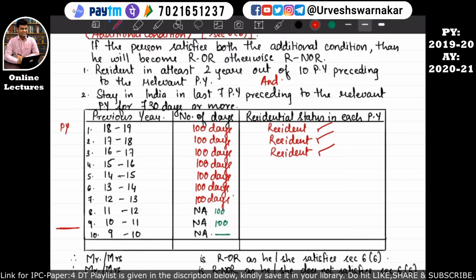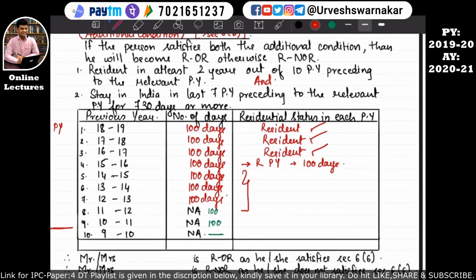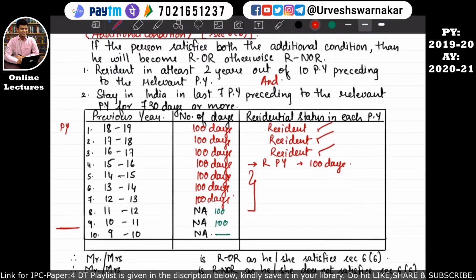Now let's see for the previous year 15-16 whether he has been satisfying the basic condition of section 6 subsection 1 or not. So this is the relevant previous year. In the relevant previous year he stayed for 100 days, that is more than 60 days. And for the 4 immediately preceding previous years, that is 14-15, 13-14, 12-13 and 11-12, he has stayed for 400 days.